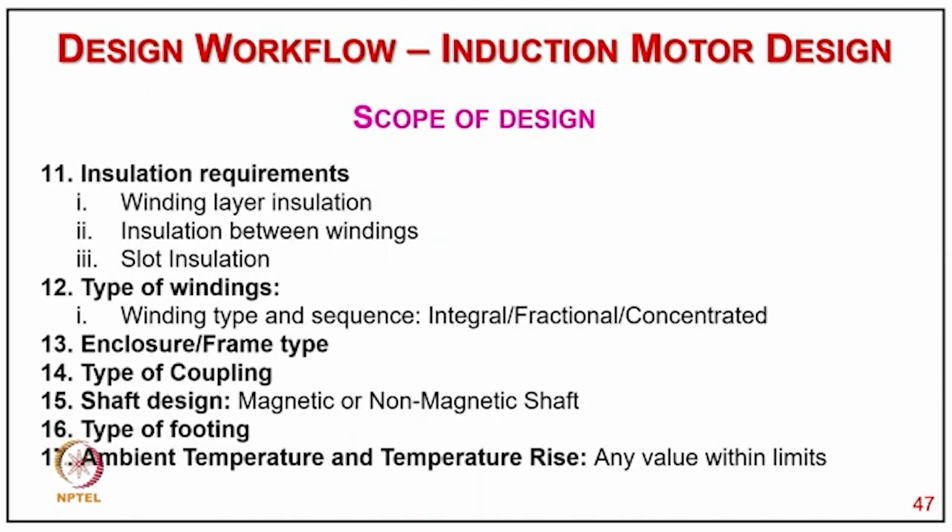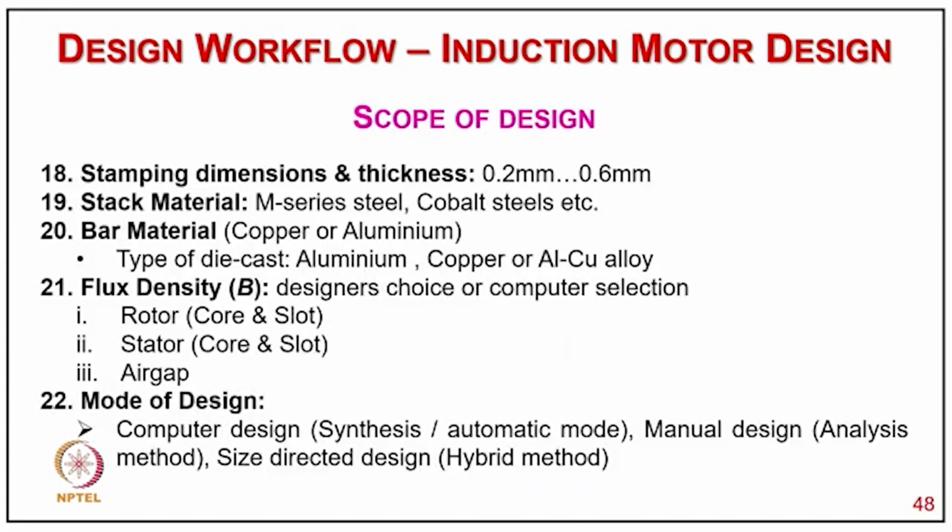Now coming to insulation requirements, like winding layer insulation, insulation between windings, slot insulation, and type of winding. Winding type and sequence may be integral, fractional, or concentrated winding, and then enclosure and frame size according to the different standards, and type of coupling, shaft design, magnetic or non-magnetic material, type of footings, ambient temperature and temperature rise, any value within the limit according to the class of insulation.